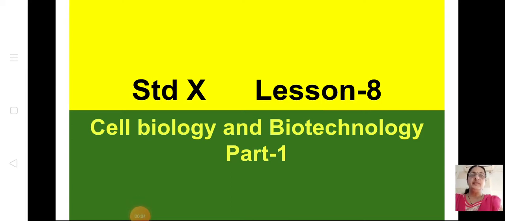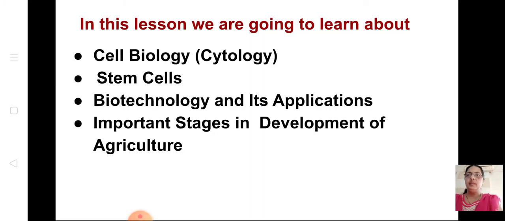Today we are going to start with a new chapter, lesson number 8, Cell Biology and Biotechnology. Okay, so we have finished with the 9th lesson. Now I am going back to the 8th lesson. The name is Cell Biology and Biotechnology. Okay, in this lesson we'll see what we are going to learn. We are going to learn about cytology or cell biology. We are going to learn about stem cells, biotechnology and its applications, and important stages in development of agriculture. All these are related to biotechnology.